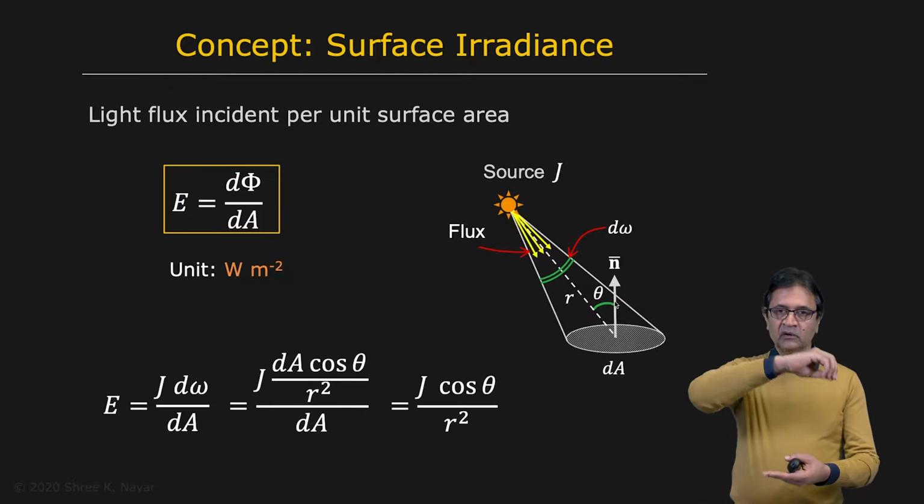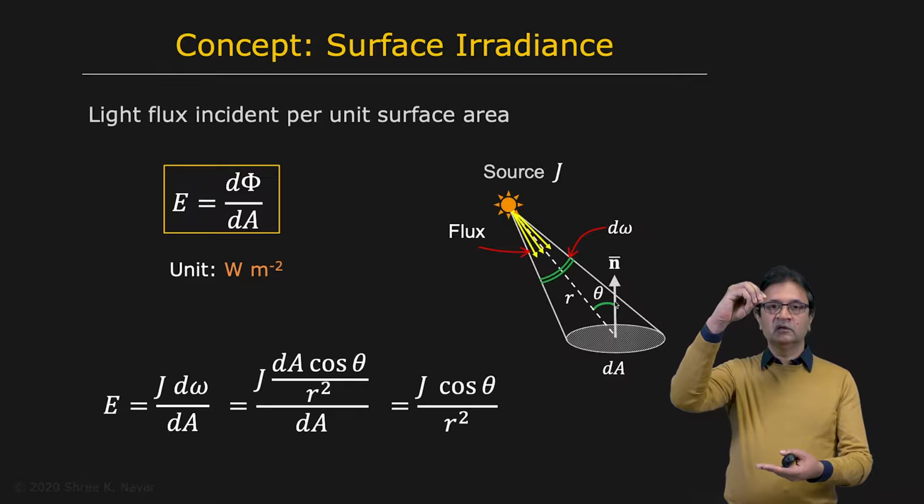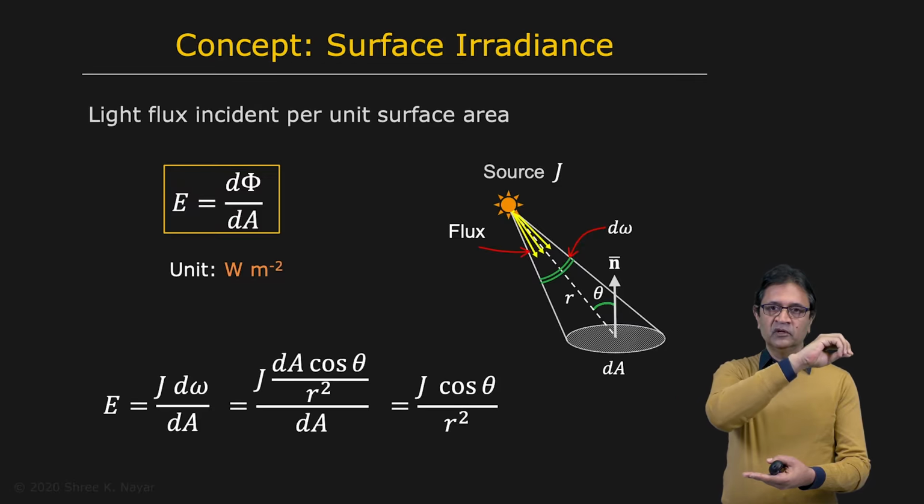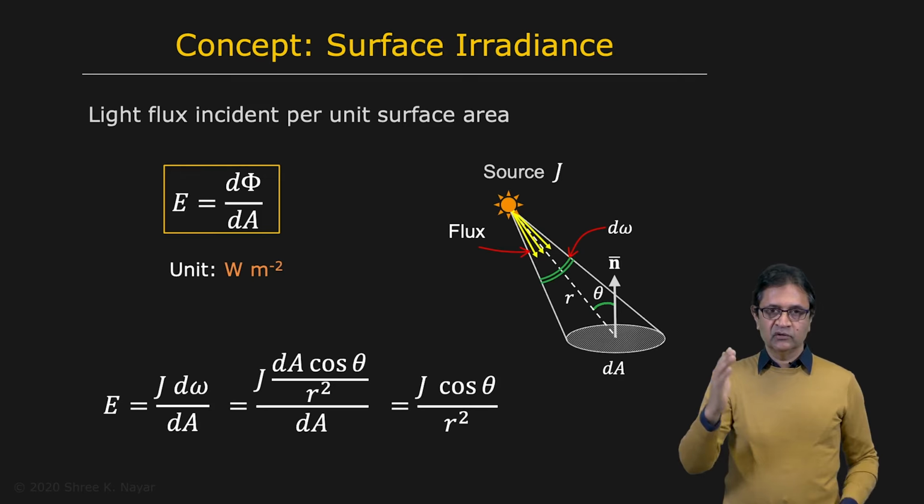So when you're right on top of the surface, your irradiance is going to be maximum because it's going to be cosine 0 equal to 1. But as you go off towards the grazing angle, it's going to fall to 0.